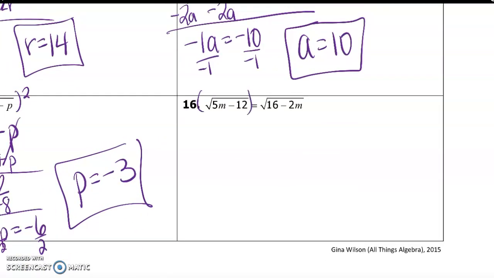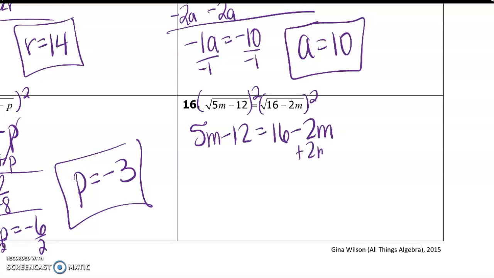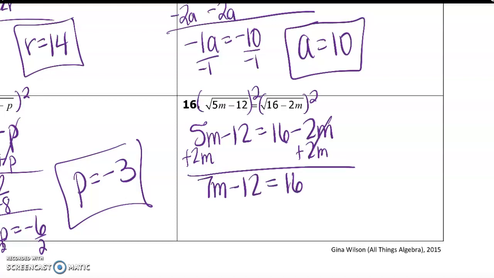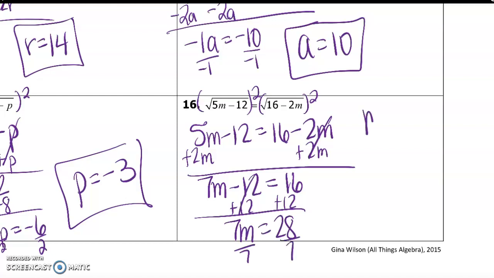And our last one, square and square right away. 5m minus 12 is equal to 16 minus 2m. So I'm going to add 2m to both sides to move that over. 7m minus 12 equals 16. Those two cancel it out. Add 12 to both sides. 7m is equal to 28. Divide by 7, and m equals 4.